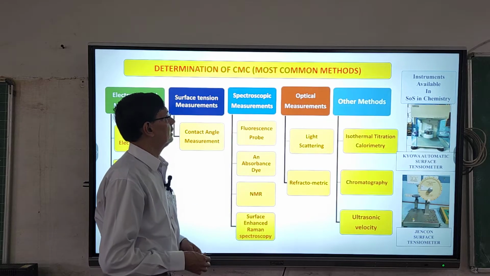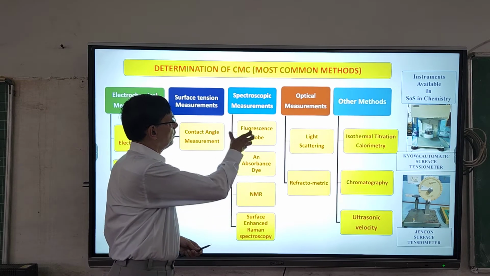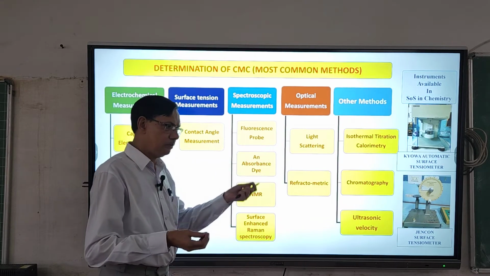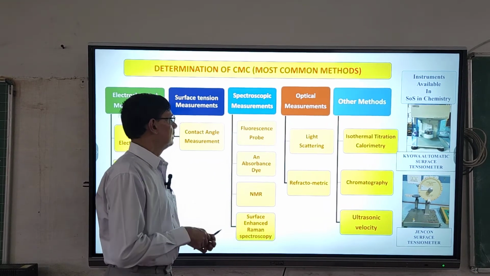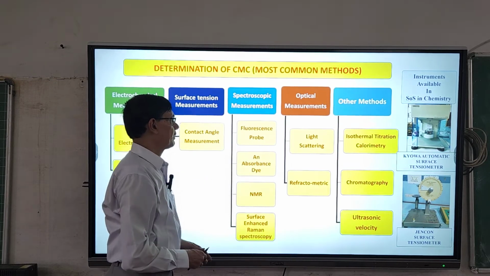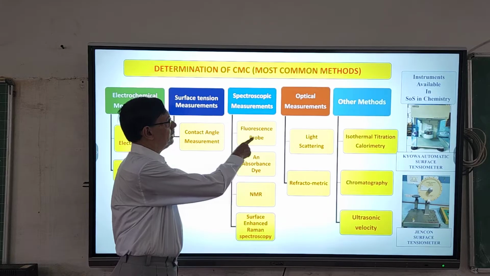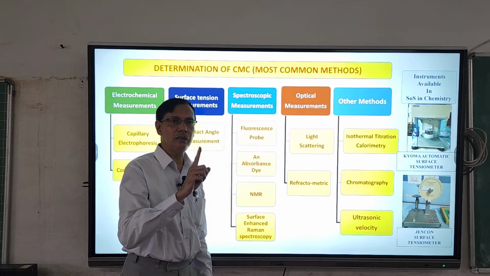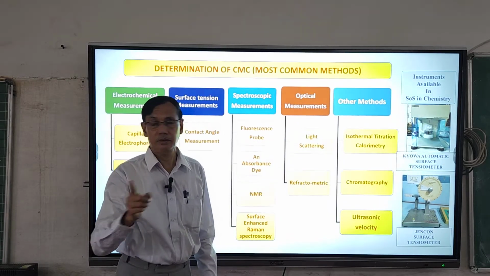My students are also doing it, and the most common method is the fluorescence method. We use, I think, pyrene as a probe, and then we mix our surfactant with that. Fluorescence intensity can be measured. So it is a very common method. And why is this method important? Because with this method we can also calculate the aggregation number.